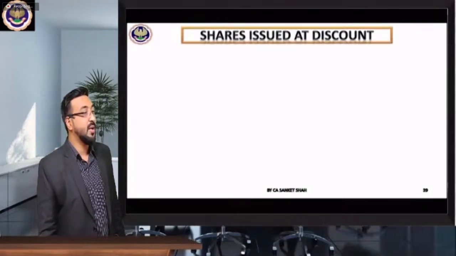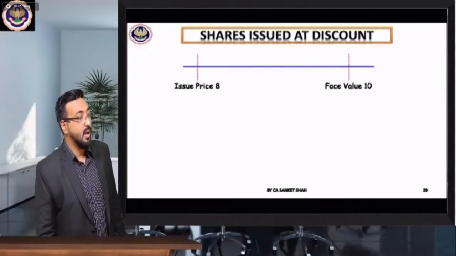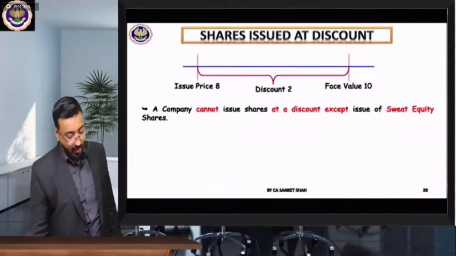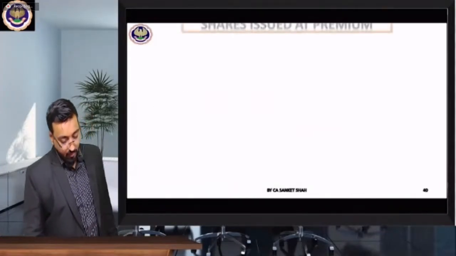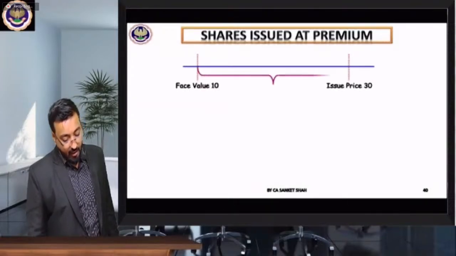Shares issued at discount. Allowed? Issue price 8 and face value 10. Is it allowed? No, sir, not allowed. The company cannot issue. Premium 10 and issue price 30. Is it allowed?